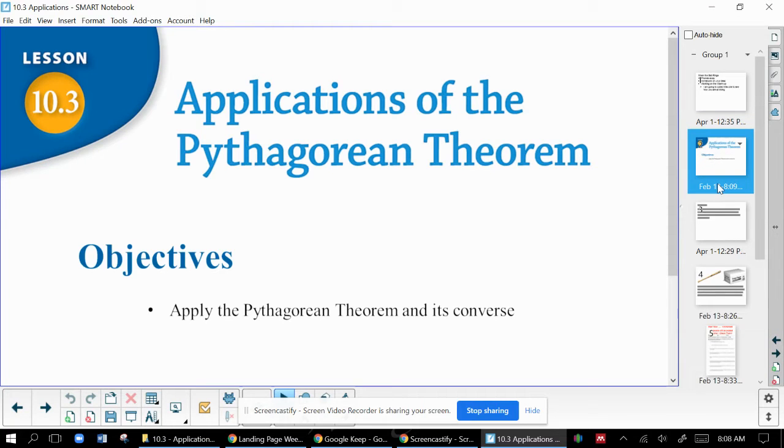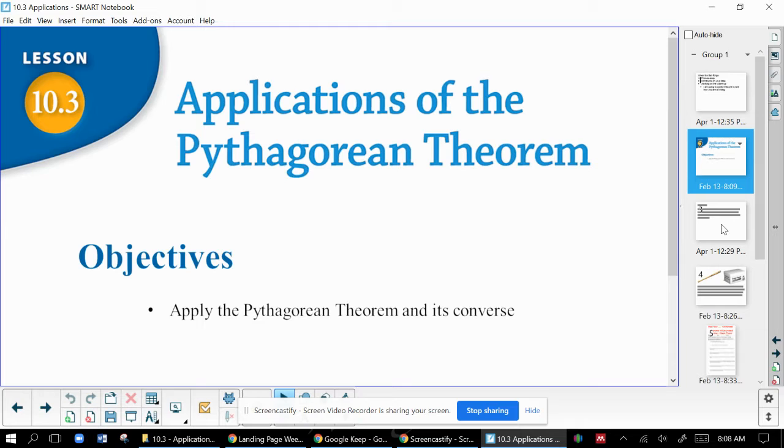Okay, so the last section of chapter 10 that we are going to talk about this year is going to be applications of the Pythagorean theorem. So this is not any new math. This is just taking what we already know, the Pythagorean theorem, which is a squared plus b squared equals c squared, and applying it into some other situations.